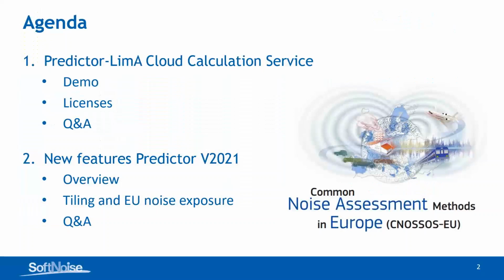Have a look at the agenda for this morning. I've split it in two parts. The first part is the Predictor LimA Cloud Calculation Service. I'll give you a small demonstration, talk about licenses, and then we have a short time for questions and answers. Then the second part is the new features on Predictor version 2021. I'll give you an overview. I'll show you the tiling and the new EU noise exposure option. And also then we can go into the questions and answers.